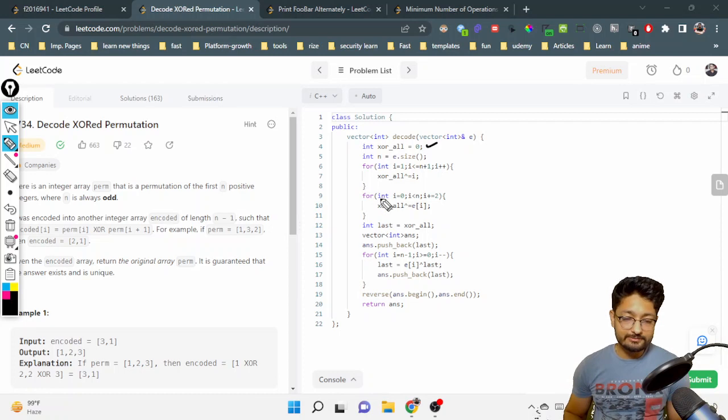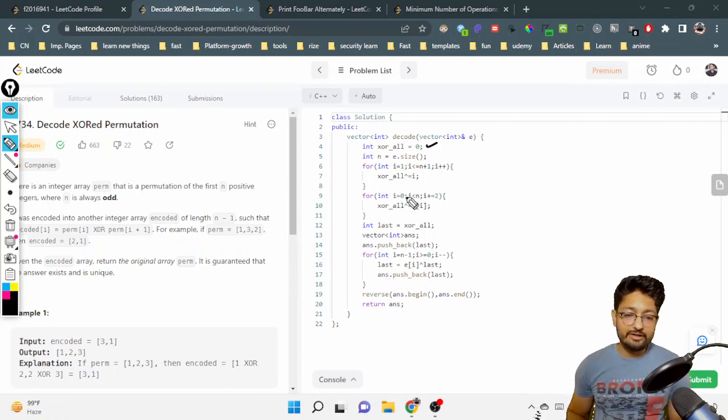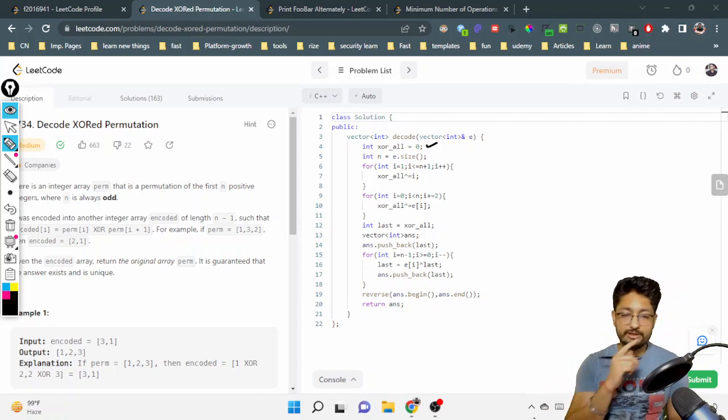Now I will iterate over every alternative number in the encoded array, so that A XOR B, C XOR D, and E XOR F, and so on, I will remove all of them from the XOR all. So I will iterate over all the alternative numbers, that is i plus equal to 2, and XOR this number from the encoded array with the XOR all, so that all the numbers are removed from the actual XOR, and the last number of the permutation is returned.